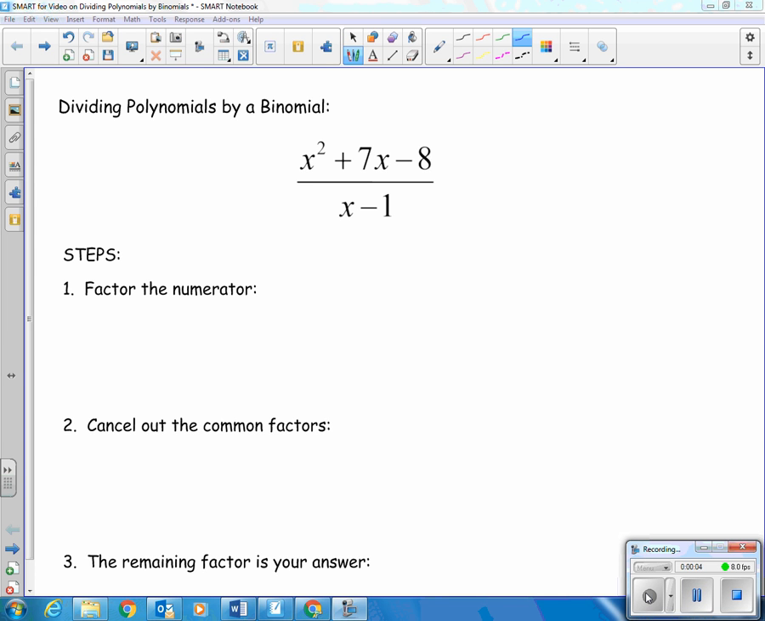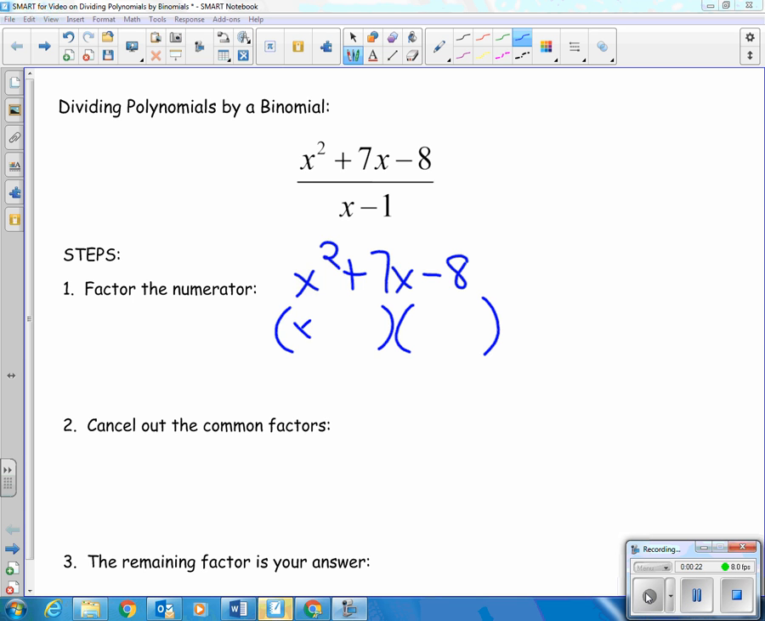Okay, this is a video on dividing polynomials by a binomial. There are 3 steps that are pretty easy to do. The first step is we're going to factor the numerator. So we're just taking a look at this numerator here, x squared plus 7x minus 8, and we're going to factor it just as we've been doing before with our factoring.